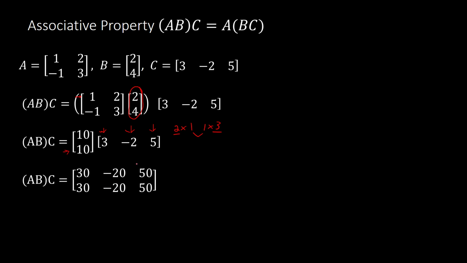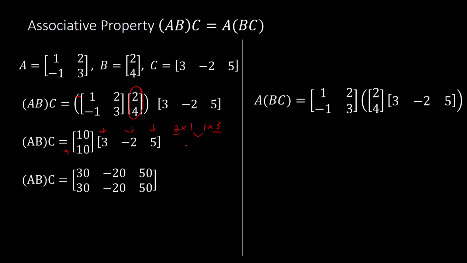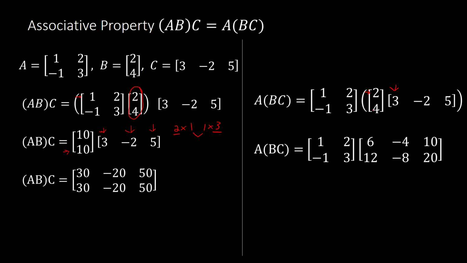And then if you were to do it the other way, where you multiply B times C first and then multiply by A. So looking over here, we have the 2, 4, 3, negative 2, and 5. You multiply the first column by the first row. So we have 3 times 2 would give me 6. And then second column by the first row, we have negative 2 times 2 to get negative 4. And then third column by the first row, we have 2 times 5, which is 10.